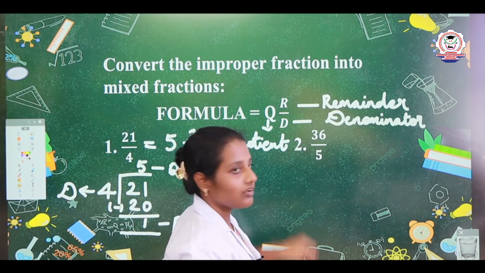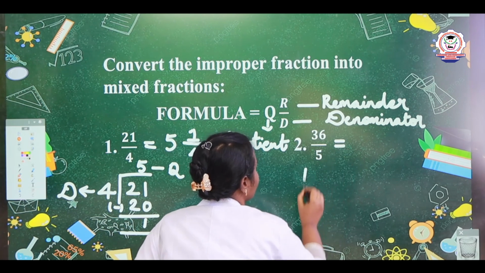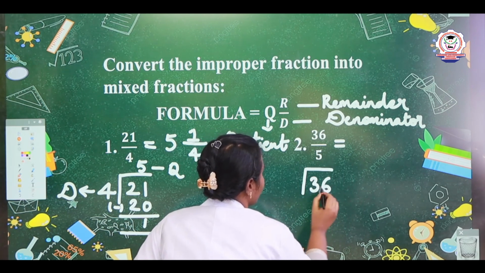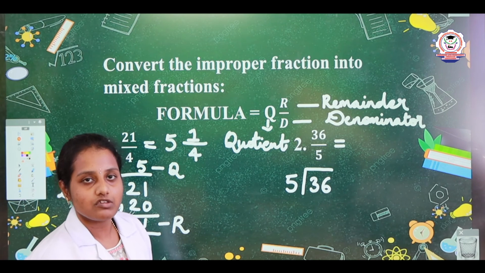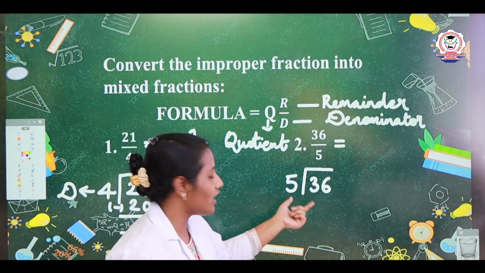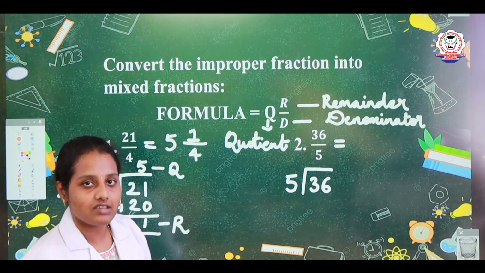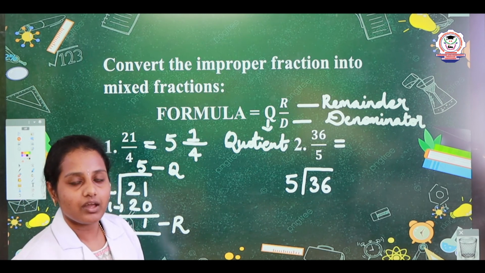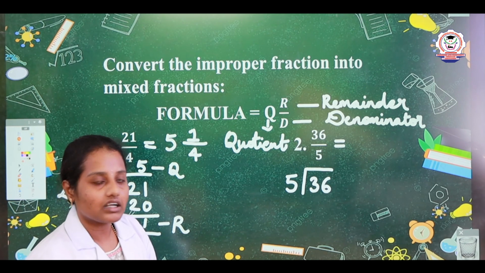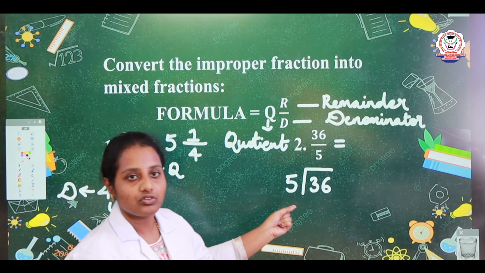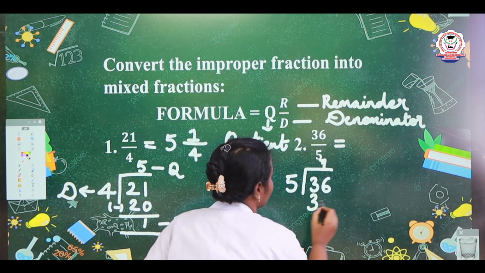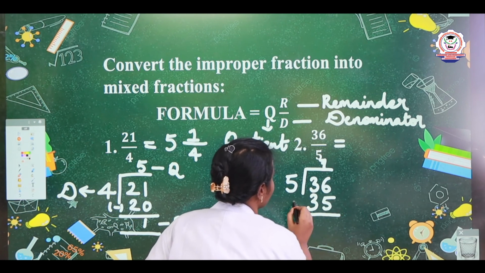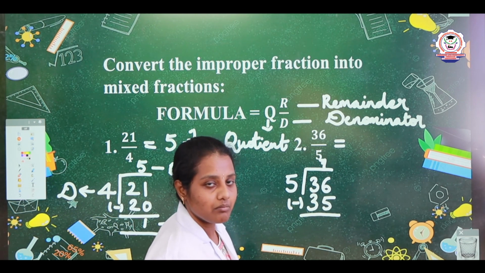See here, 36 by 5. Now we will divide 36 by 5. So in the 5 table, 36 is impossible. Is it possible, my dear? No, it is impossible. So we want to take the nearest number. Now tell me the 5 tables. 5 1s are 5, 5 2s are 10, 5 3s are 15, 5 4s are 20, 5 5s are 25, 5 6s are 30, 5 7s are 35. So 35 is the nearest number to 36. 5 7s are 35. So if you subtract 36 minus 35, what will we get as the remainder?